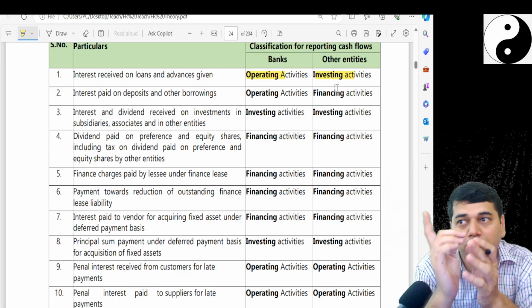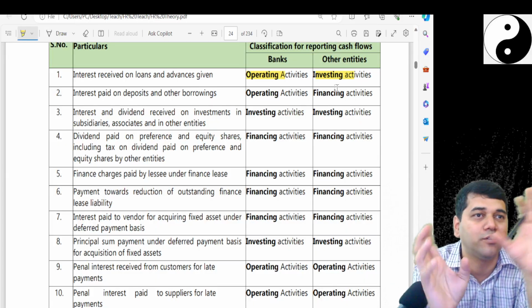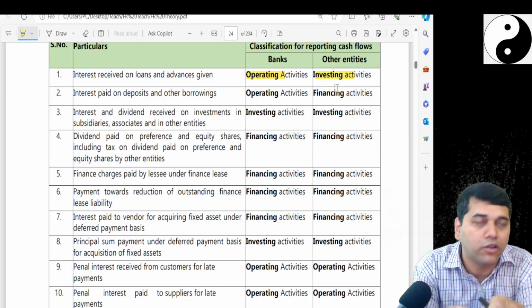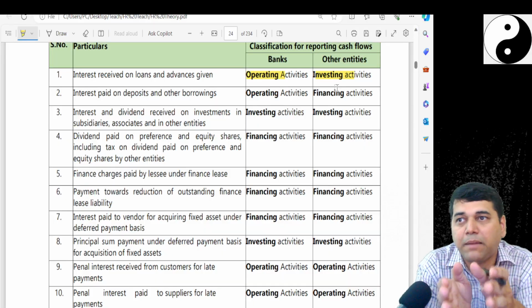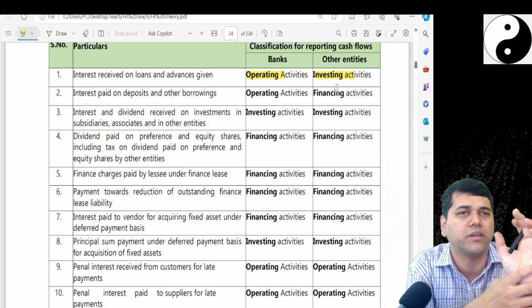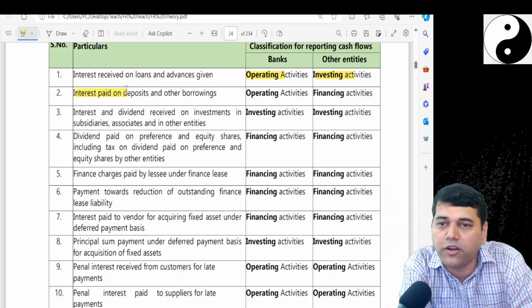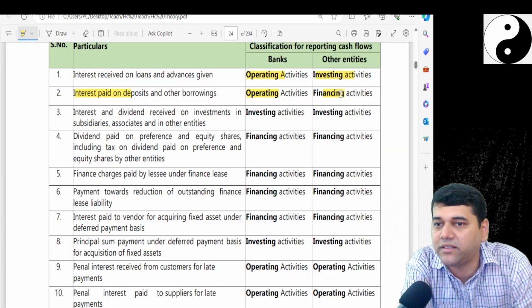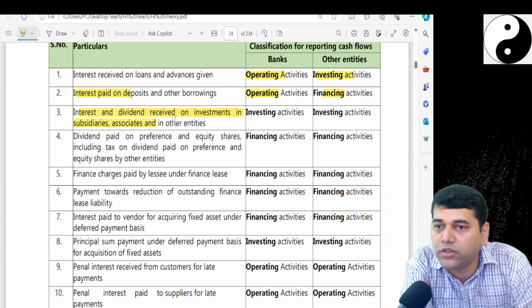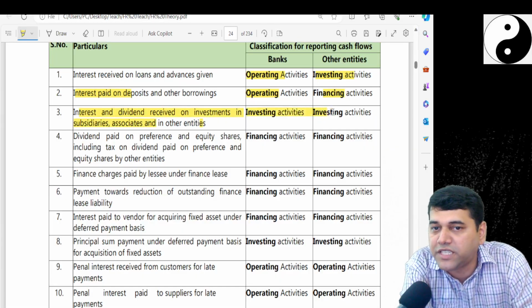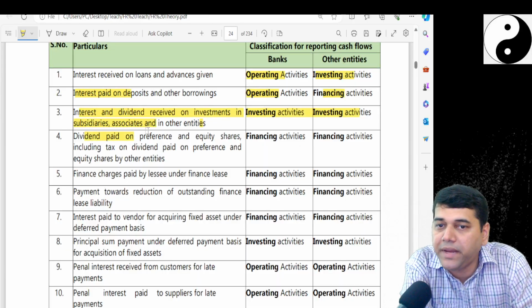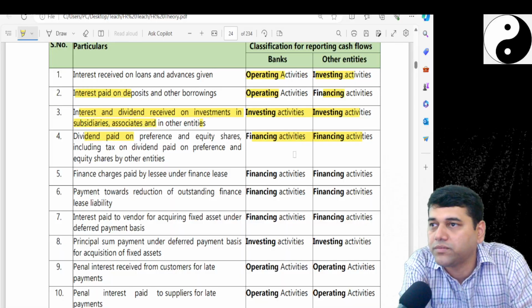Expect that, because there is some confusion regarding deposits received and given. So please study all these things. I am expecting something like this; for 4 or 5 marks they may ask you. Interest paid on deposits: operating for banks, financing for others. Interest and dividend received on investment in a subsidiary is investing for both. Dividend paid is financing for both.